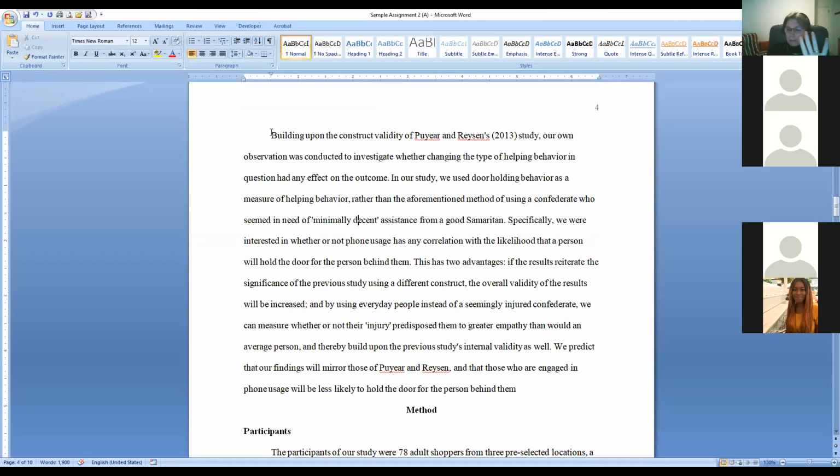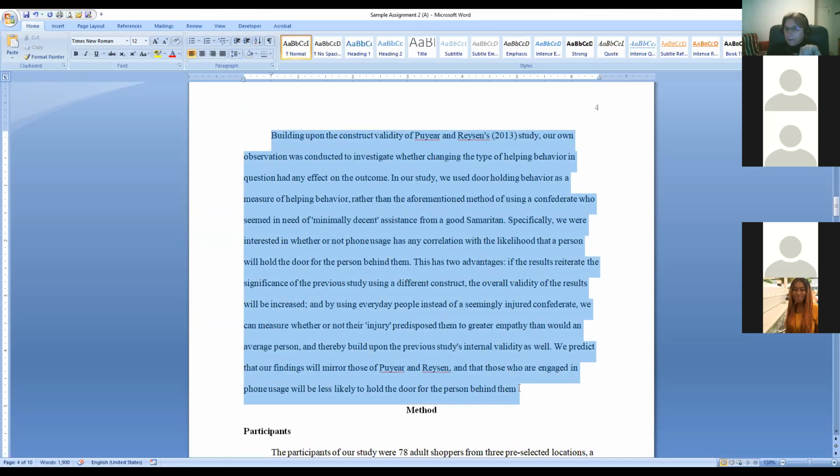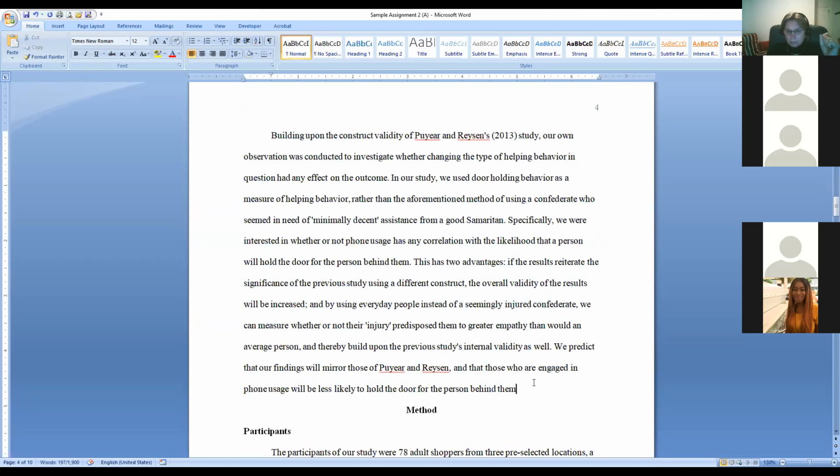And here is the third paragraph. This is the required minimum, a paragraph that has to do with your research hypothesis, predictions. These come from your observation plan that you submitted some time ago.